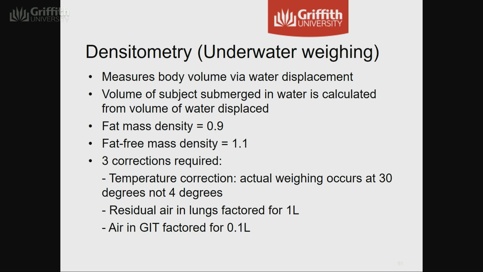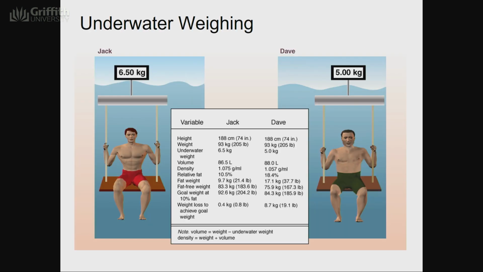Densitometry was one of the traditional ways. Underwater weighing is almost the gold standard, where you're basically displacing water, and the individual is on a scale, and depending on how much they weigh underwater you can determine how much fat they have relative to their total mass. So here's an example of two individuals, Jack and Dave. If you look at their height and their weight, if they were measured on land, they are the same, but underwater they weigh differently. Jack weighs 6.5 kilos underwater, whereas Dave only weighs 5 kilos.